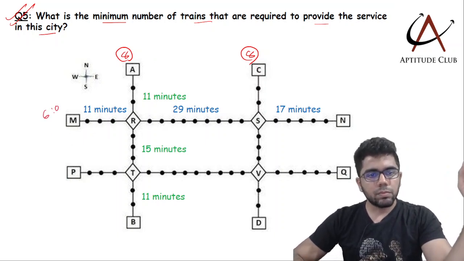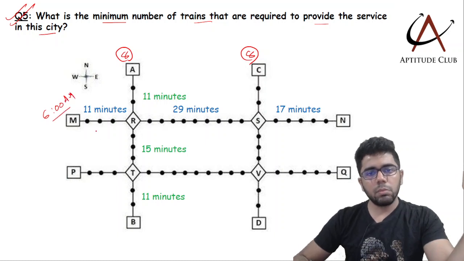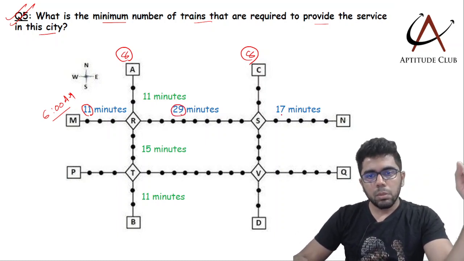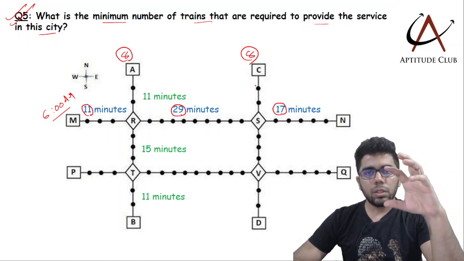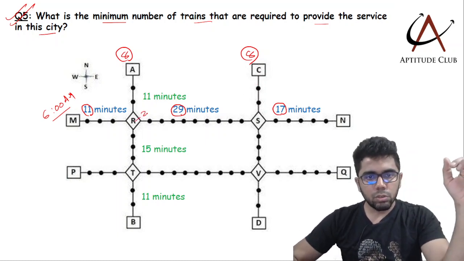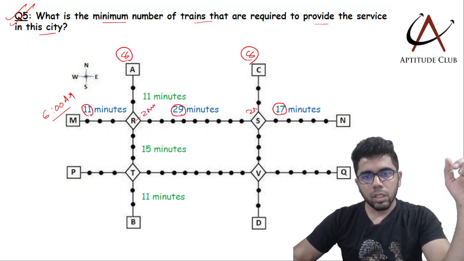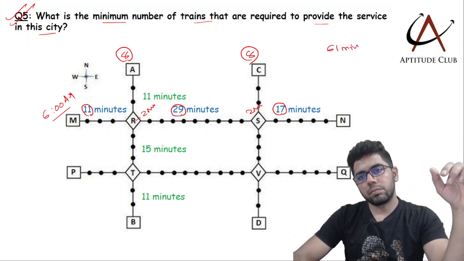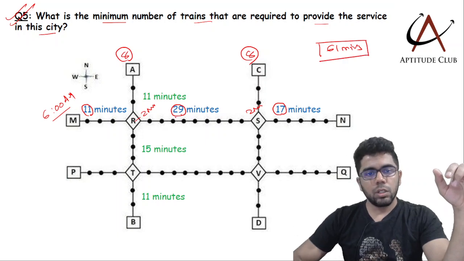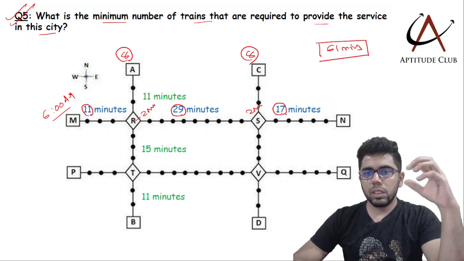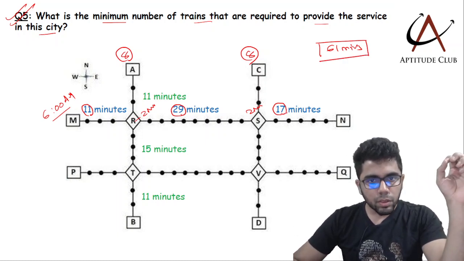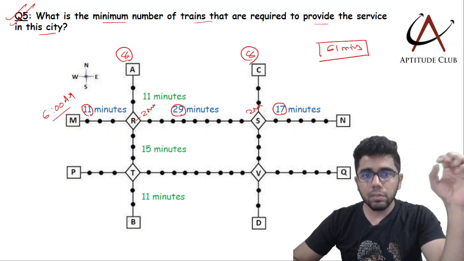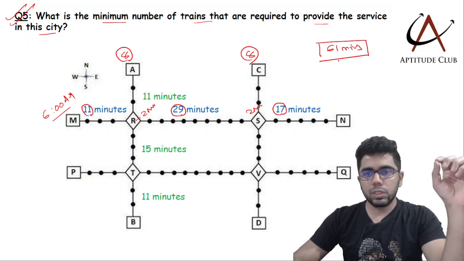So, same logic. A train is starting at 6 a.m. How much time does it take to reach here? 11 minutes plus 29 minutes is 40 minutes, plus 17 minutes, 57 minutes, and then two junctions, 2 minutes each. So 57 plus 4, 61 minutes is the time that they take. Just a second. 29, 11, 40, 57 and 4, 61 minutes.